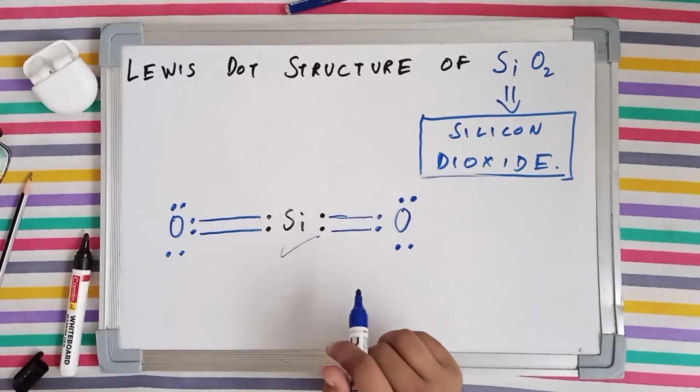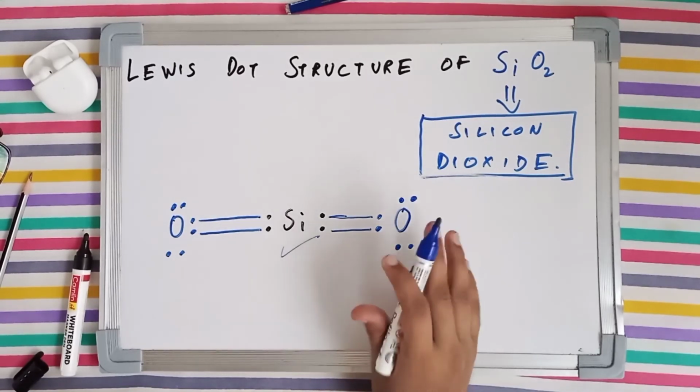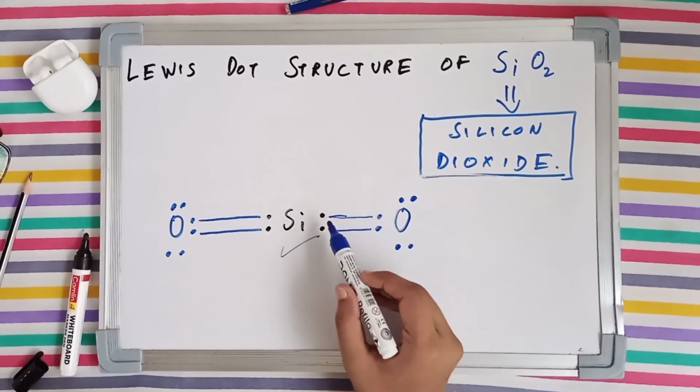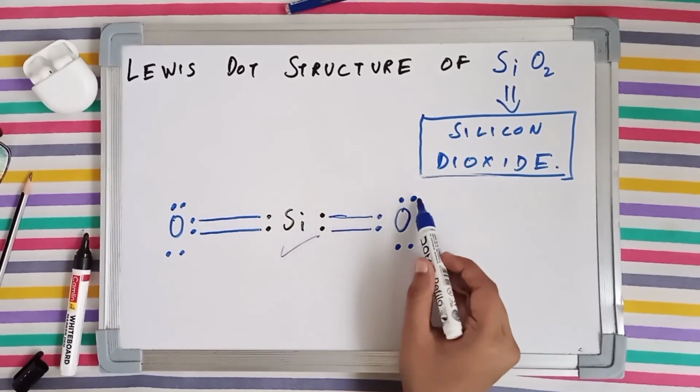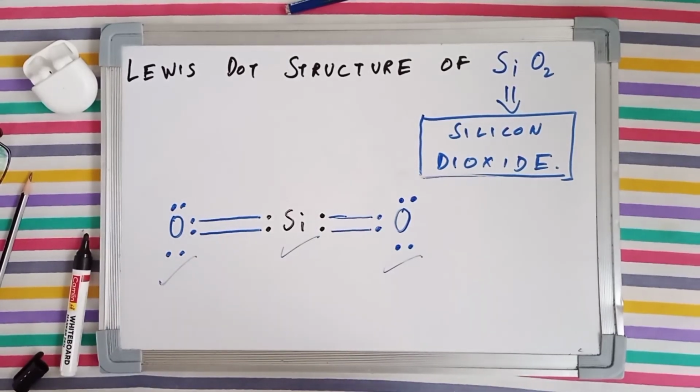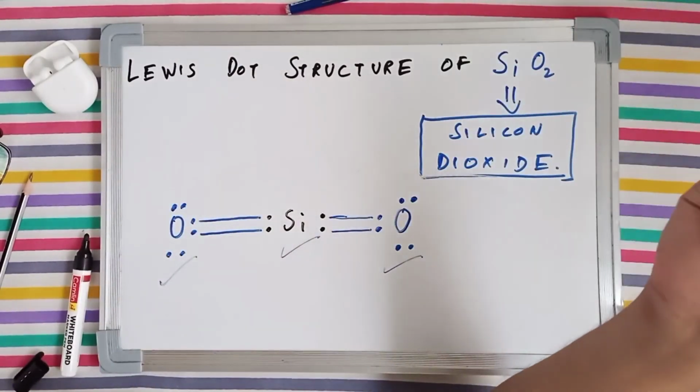Let's count the valence electrons for oxygen after bond formation, because obviously we count the electrons after bond formation only. 1 2 3 4 5 6 7 8. So oxygen has also completed its octet. So this is all about the Lewis dot structure of SiO2.